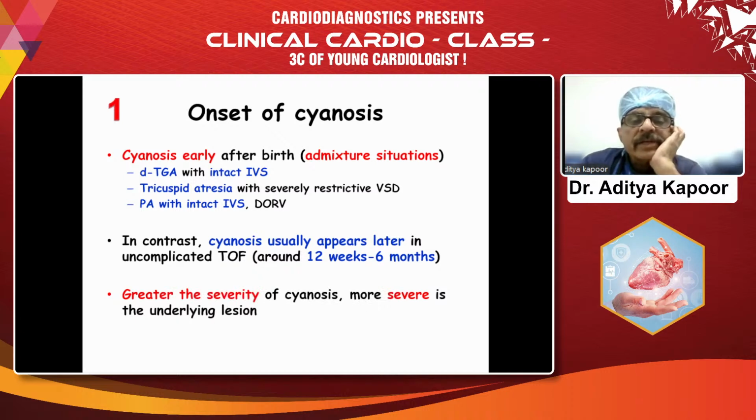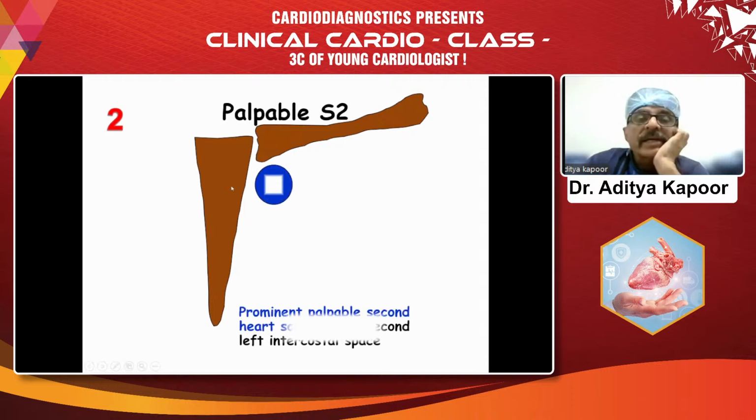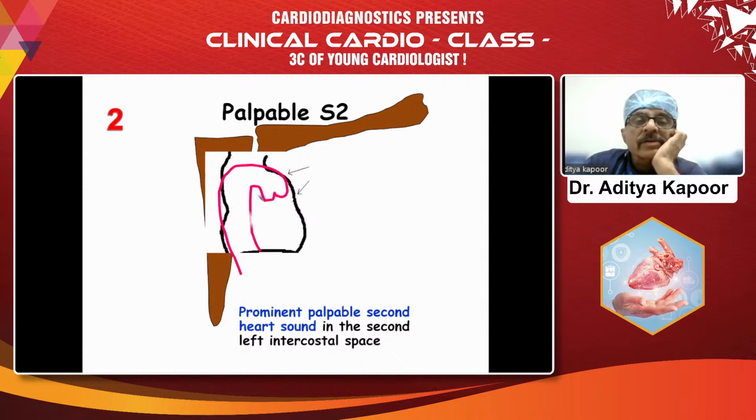Greater the severity of cyanosis, more severe is the underlying lesion, obviously. So one is the appearance of cyanosis. Second is, this is the schematic of the clavicle and the sternum. So on the left side, if you are having a prominent palpable second heart sound in the second left intercostal space, VSD PS physiology, this is diagnostic of an L posterior aorta. So prominent palpable second heart sound. So if you move from onset of cyanosis to palpation, this is LTGA.